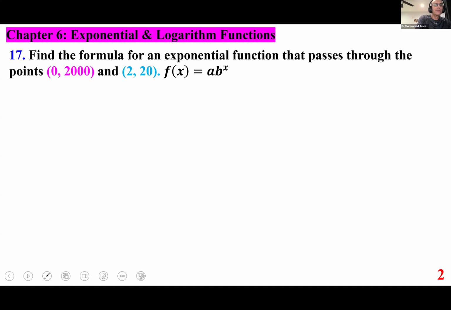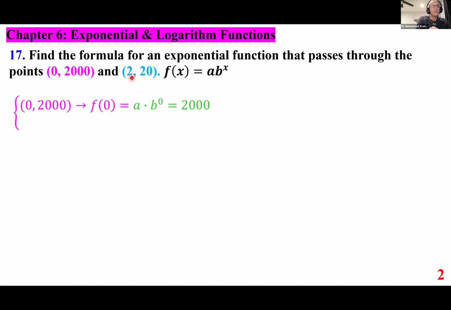All right. Find the formula for an exponential function that passes through points (0, 2000) and (2, 20). And the function has the general format a b to the power of x. And by the way, we're going to discuss exponential functions in general shortly. So this is the function, and basically you have two pairs. This means f of 0 is 2000. This means f of 2 equals 20.